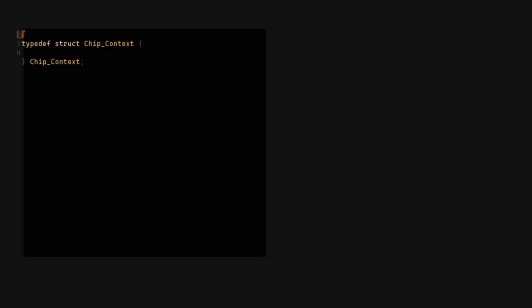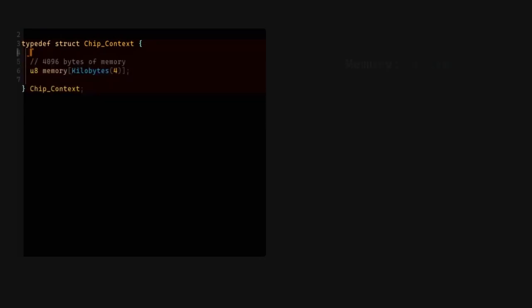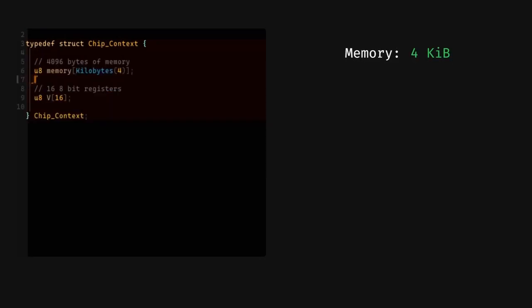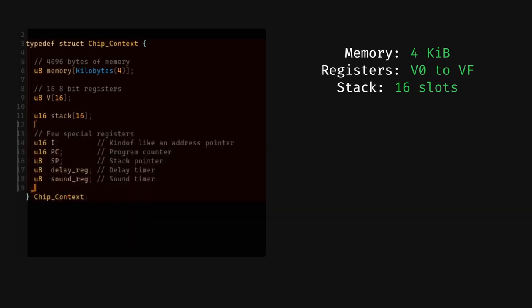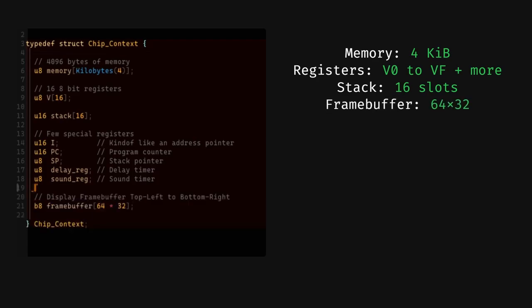I started off with my codebase, and the first thing to do was to translate the specifications into a structure. Chip-8 has just 4 kilobytes of memory, 16 8-bit general purpose registers labeled V0 to VF, a stack with a maximum size of 16, and a few special registers. For output, the Chip-8 has a 64x32 display with pixels that just have two states, on or off.